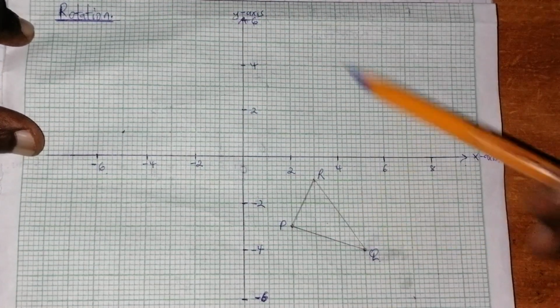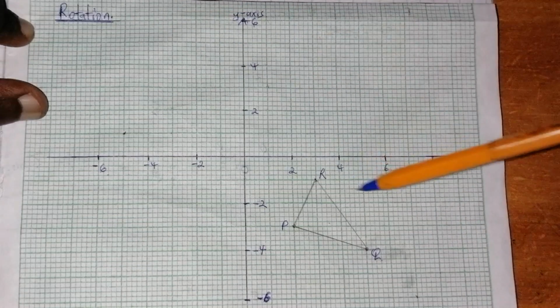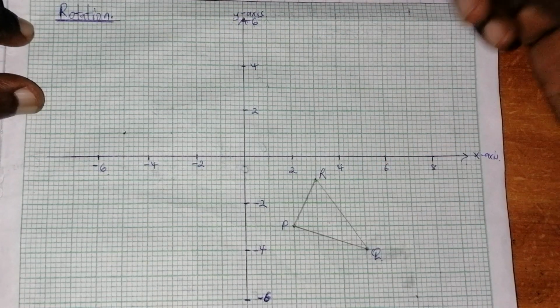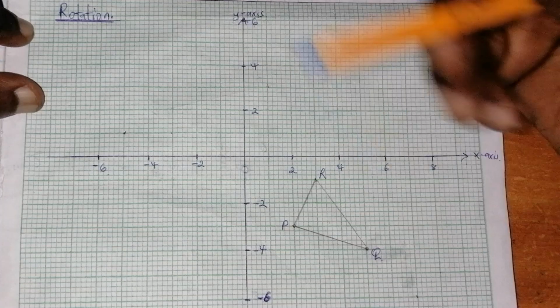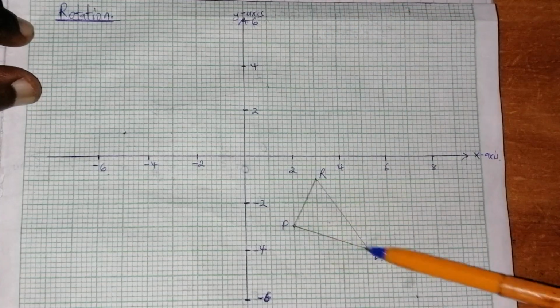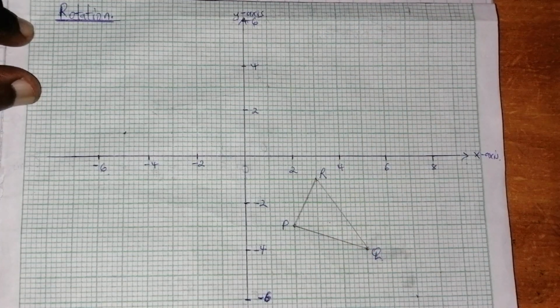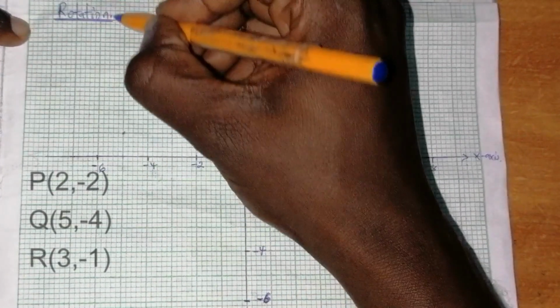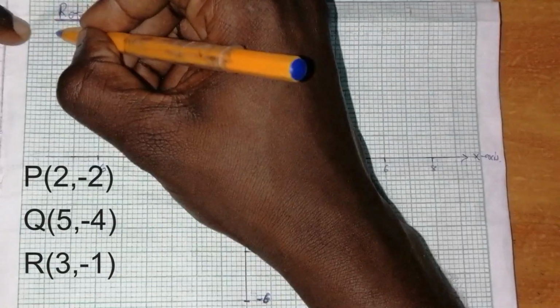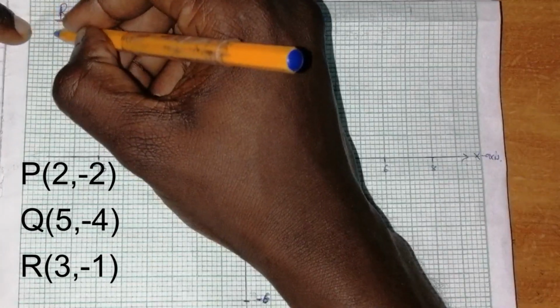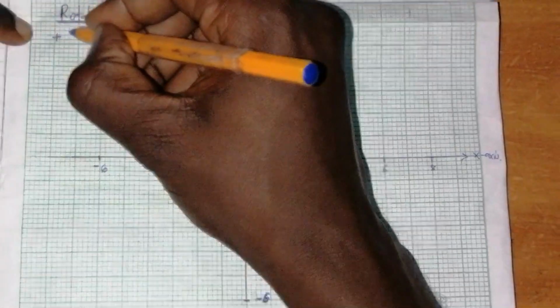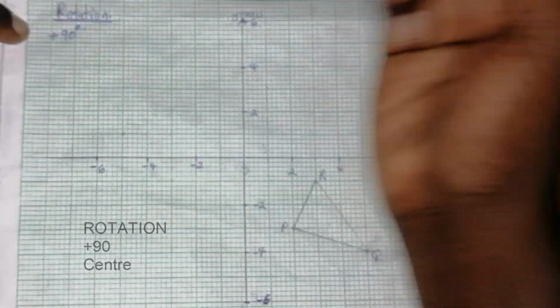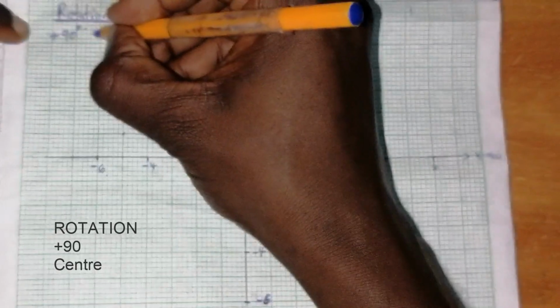diagram. Suppose you're given any diagram, how can you rotate that diagram? For instance, suppose you're given this diagram PQR. The coordinates are going to flash on the screen. You will be able to see the coordinates. And the question simply asks, can we rotate this diagram? And the angle of rotation is positive 90 degrees, and we are supposed to use center.